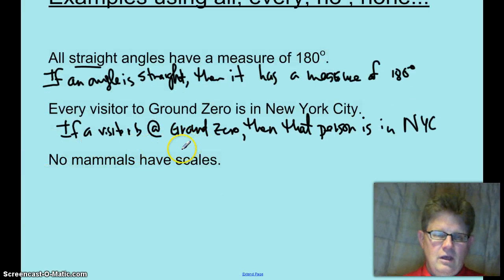No mammals have scales. Now the no, if a statement starts out with a no, this is the way you're going to do it.